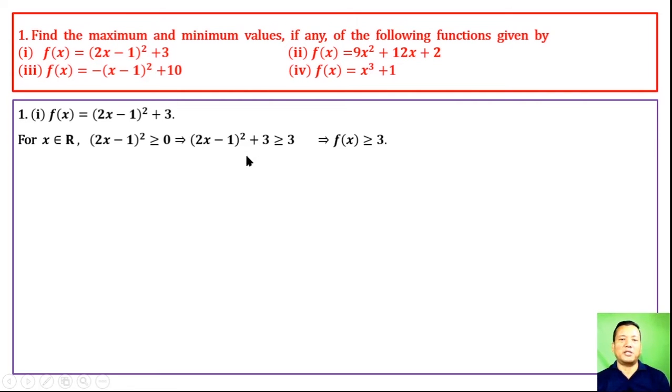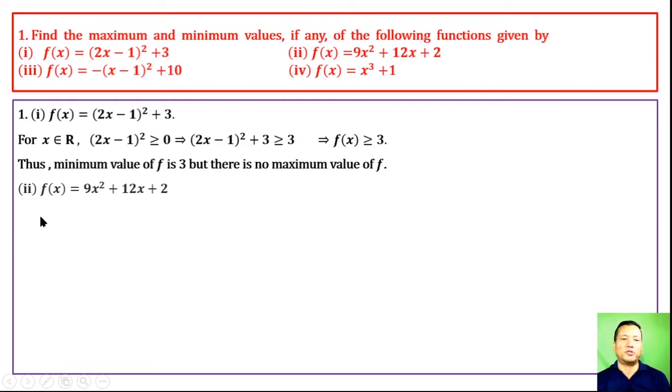Now adding 3, the left side is f of x, we get f of x is always greater than or equal to 3. This is its minimum value. Thus minimum value of f is 3, but there is no maximum value of f.